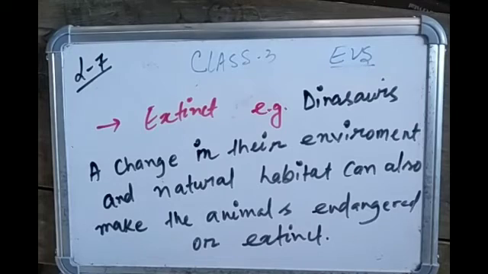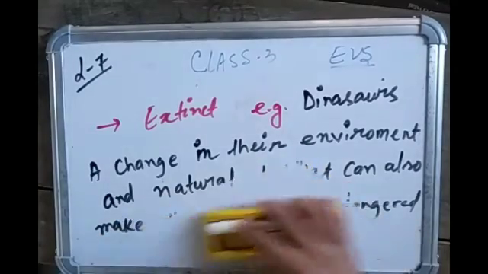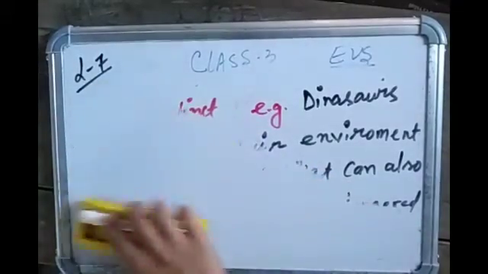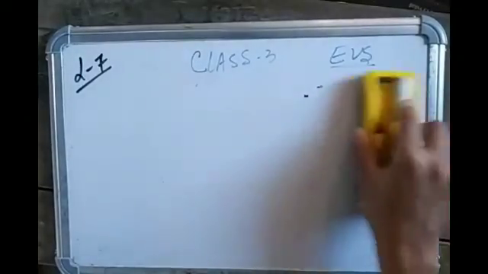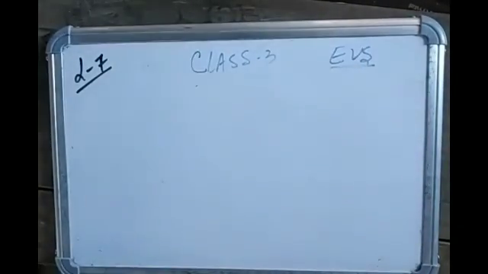Dinosaurs became extinct due to the climatic changes that occurred on the earth millions of years ago. Climatic change made the dinosaurs extinct. Other human activity also affects animals' life from natural habitat and environment.